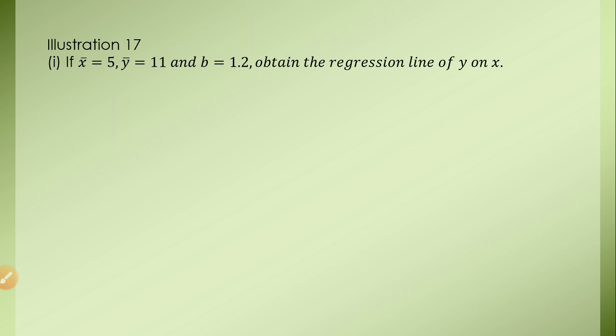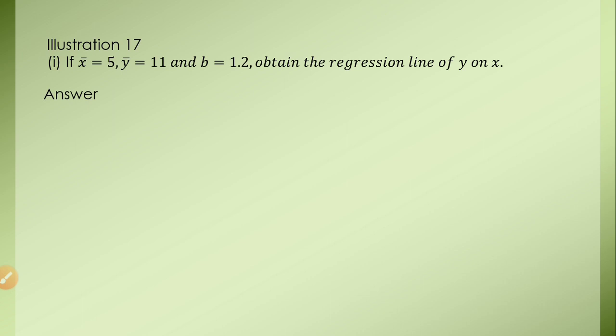Okay, so let's jump to illustration number 17. If x bar is equal to 5, y bar is equal to 11 and b is equal to 1.2, obtain the regression line y on x. Now you can see what is given in the question. Both means are given. b is given. You have to find line y on x. How do you find the line y on x? Just remember that three steps. I told you step 1, step 2 and step 3. Step 1 was to find b, and b is already given in the question.